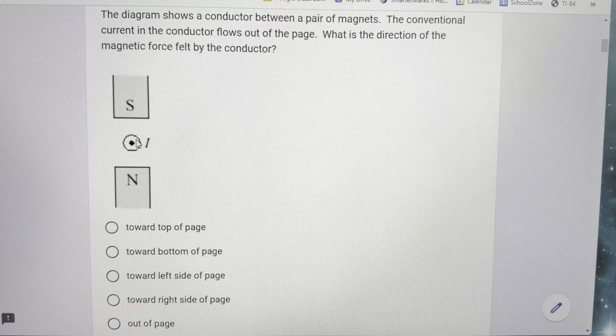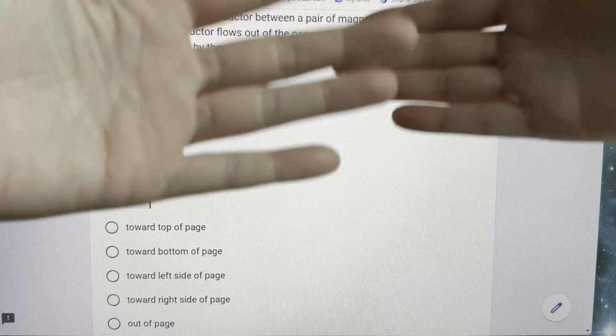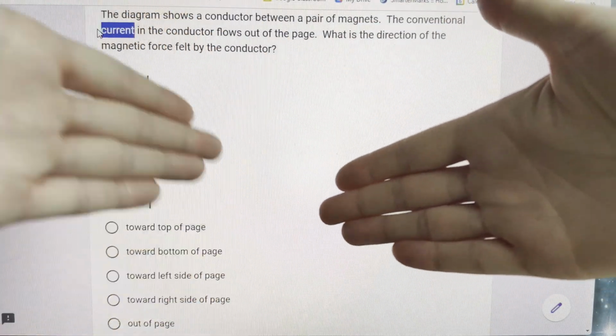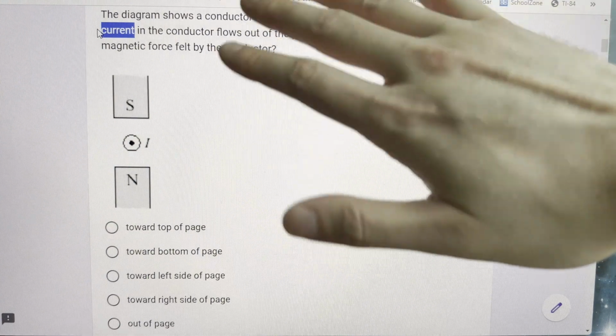So with that in mind, if we're thinking about conventional current, we know that conventional current is the direction a positive charge would flow, right? So does that mean I want my right hand or my left hand? To think about current, which is positive, we use right hand.